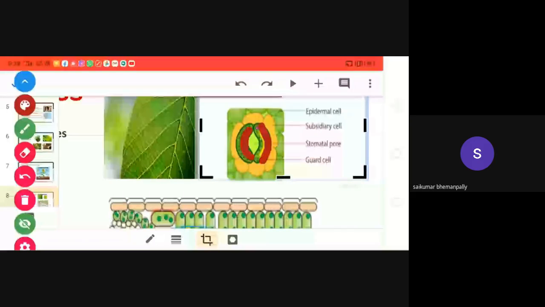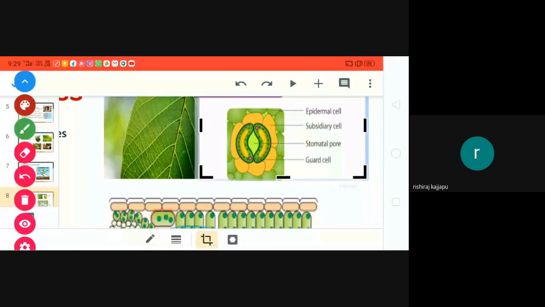Sir, what are the pink dots on guard cells? We are going to learn more about that in the next classes. Okay, it's enough for you now. If I explain more than this, you may get confused. You will learn more in other classes.